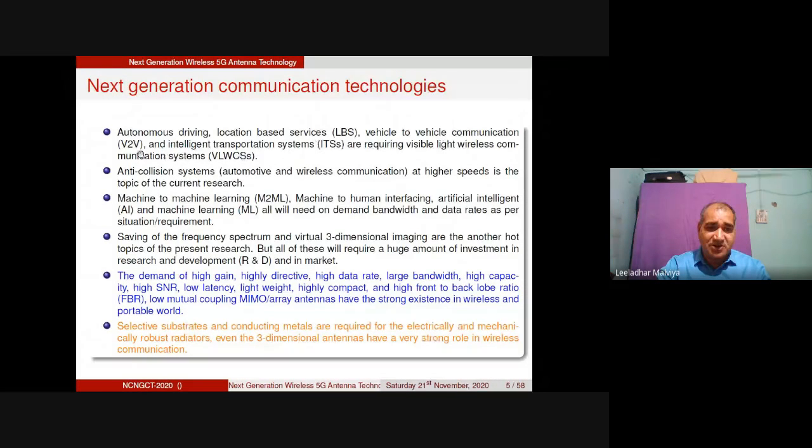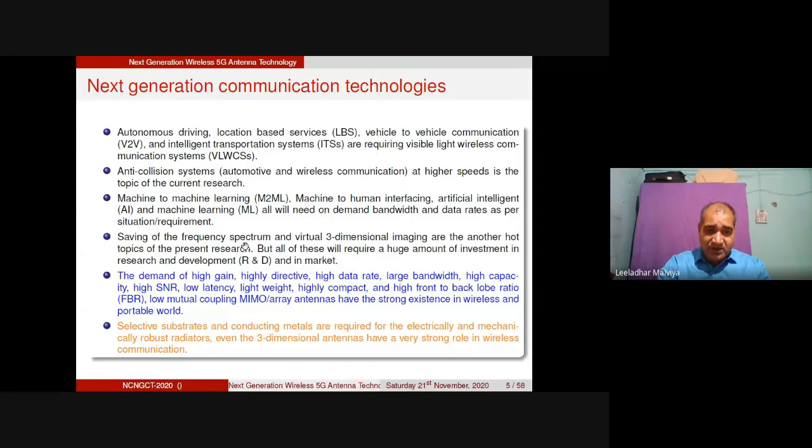Vehicle-to-vehicle communication is a requirement. Intelligent transportation systems are a requirement, as well as visible light being used in the systems, right? Similarly, if you look at the current research scenario, an anti-collision system is required both in the automotive sector as well as in wireless communication. Now we have machine-to-machine learning, machine-to-human interfacing, artificial neural networks, and machine learning, and these will come in the market, but all will require a very high data rate, right? On-demand data rate as well as on-demand bandwidth. So research is again going on in these fields.